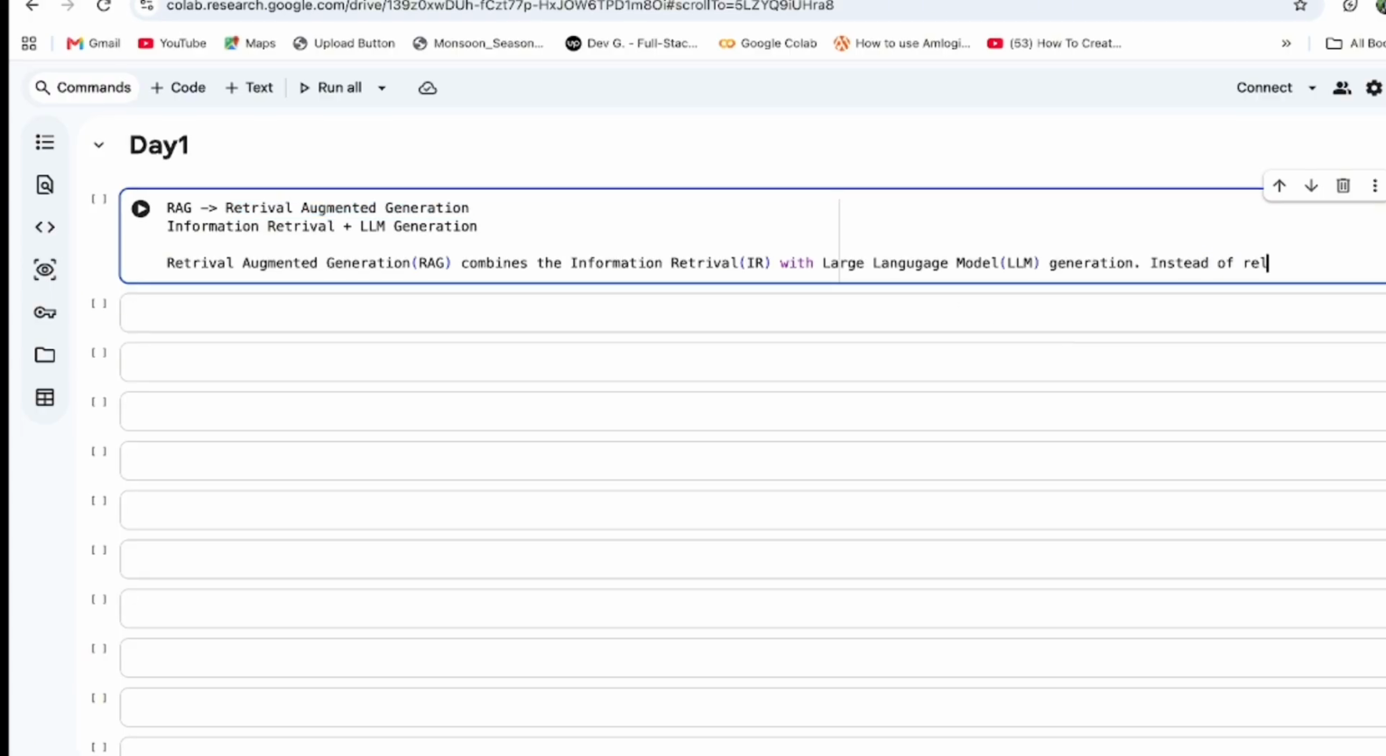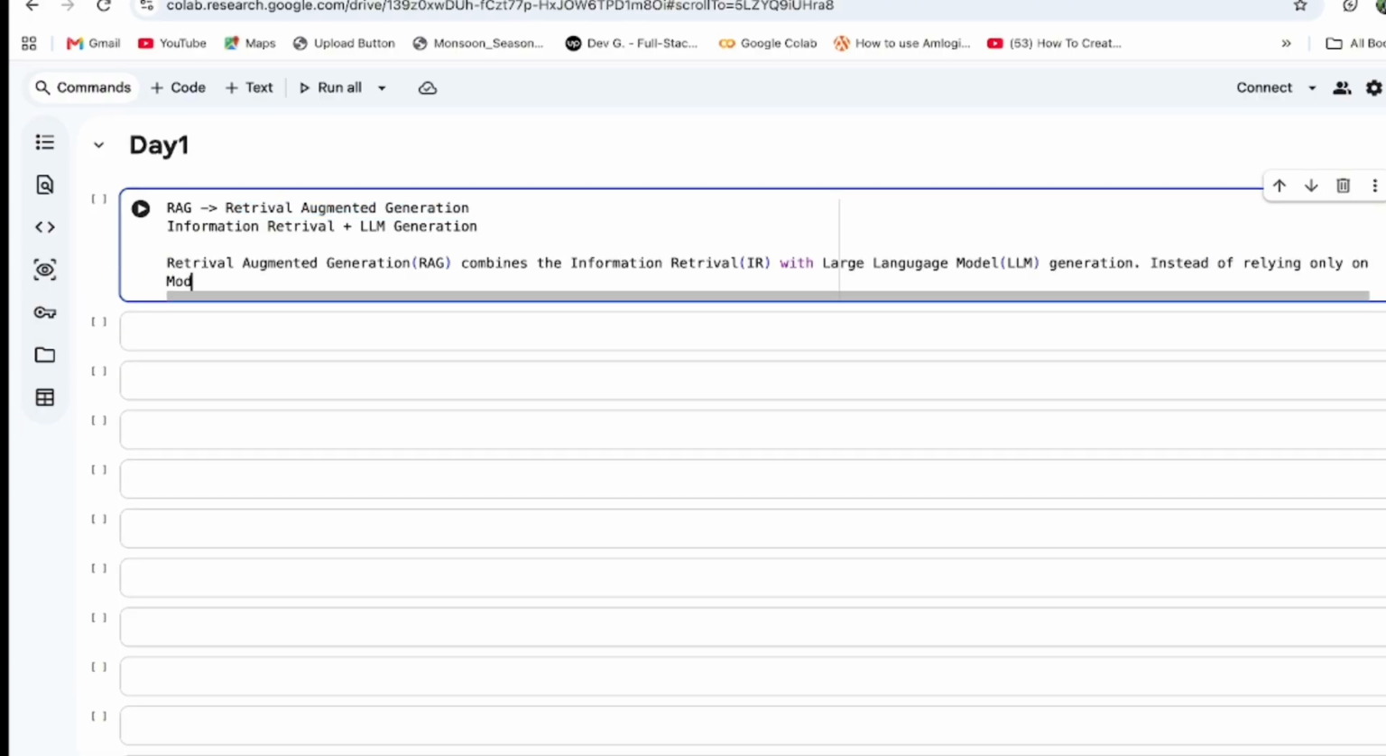Now instead of relying only on model memory, the system retrieves information from an external knowledge source and injects them into the prompt context. Remember this: it injects them into the prompt context before LLM generation. So instead of relying only on model memory, for example, different LLM models like ChatGPT, Gemini, Claude, they have their model memory based on which they give their answers.